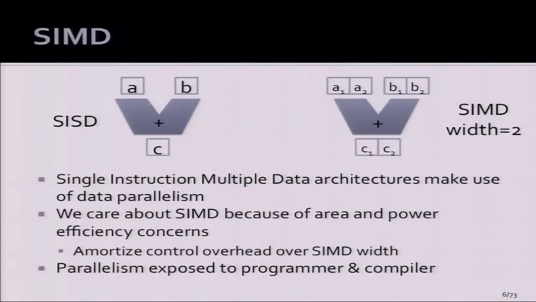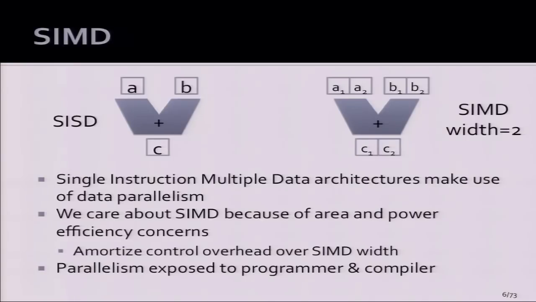SIMD architectures make use of data parallelism. In a single instruction, single data model, for example, you have one instruction that says, let's take A and let's take B, and we'll add it together and make C.